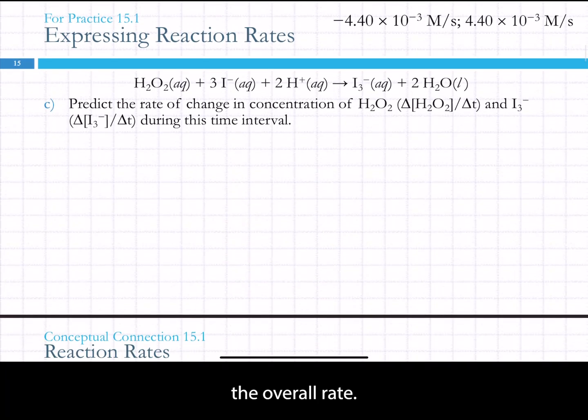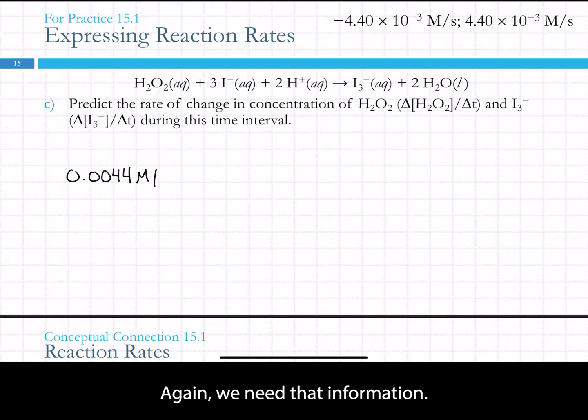So now we know the overall rate. Again, we need that information. So what's the rate of change for hydrogen peroxide? The same as the overall rate, but negative. So for hydrogen peroxide, make it negative.